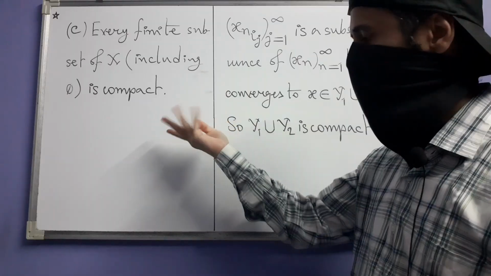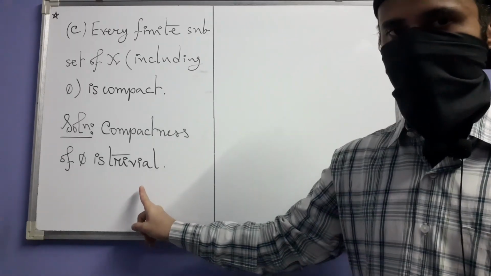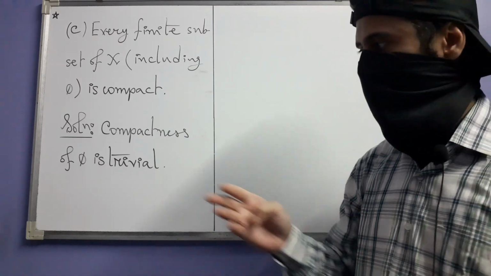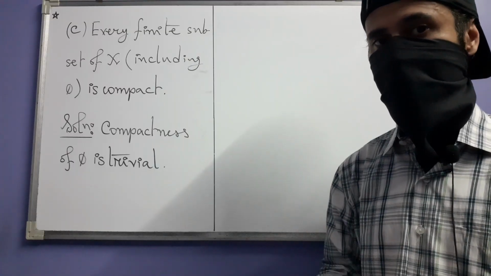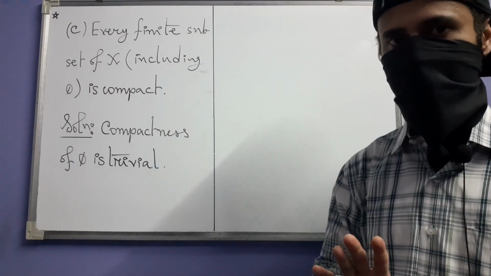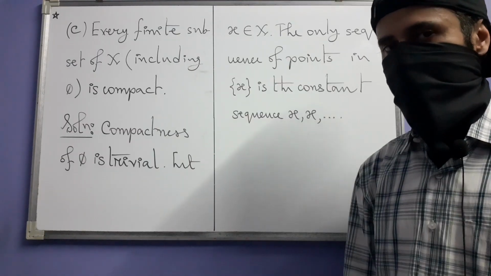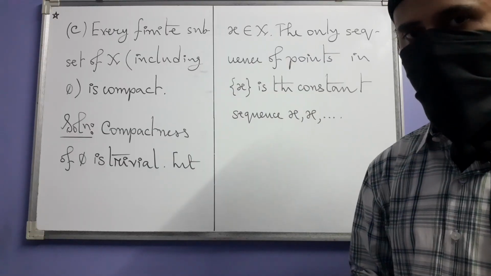set, is compact. Compactness of the empty set is trivial. Actually, if you apply the definition of compactness to the empty set, then the condition for compactness becomes vacuously true, but true nevertheless. So that's why the empty set is compact. So next, that means we have to prove that every non-empty finite set is compact.